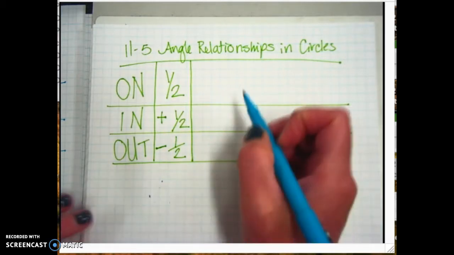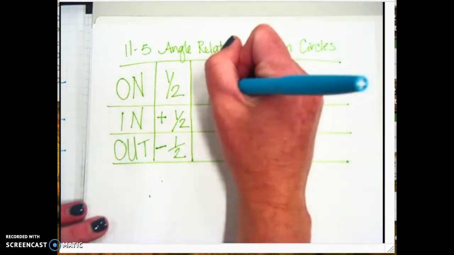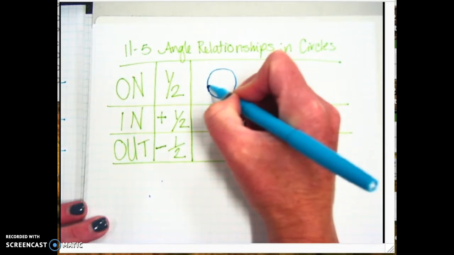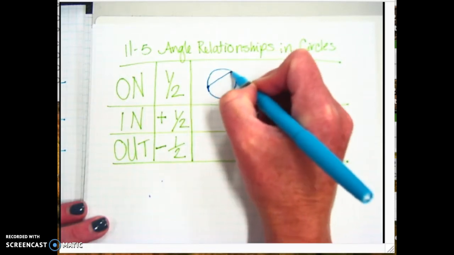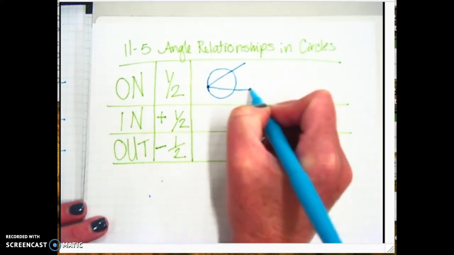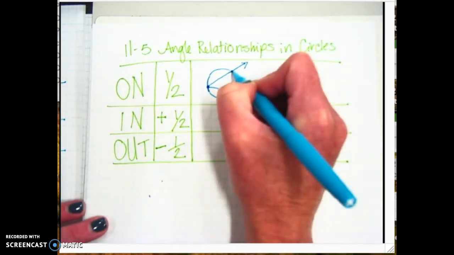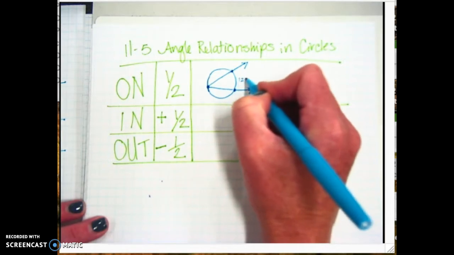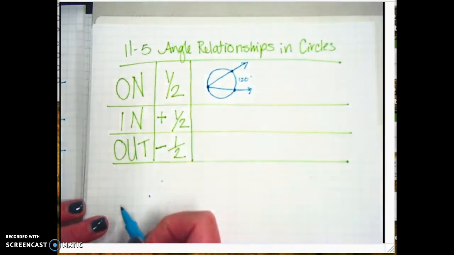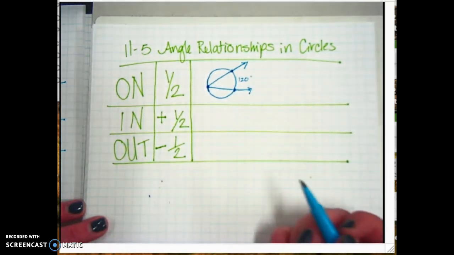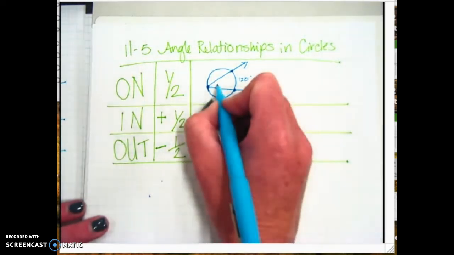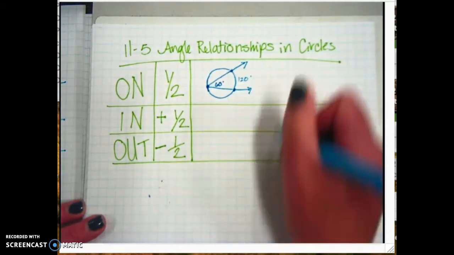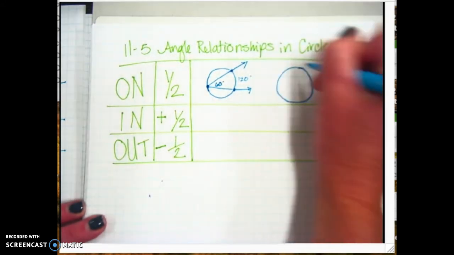All right? Looking at it real simply, if you have a circle with the vertex of an angle on the circle, creating an arc here of 120 degrees, you simply divide that by 2 or multiply by 1/2. That's going to get you 60 degrees. Okay? Same thing is true going the other direction.